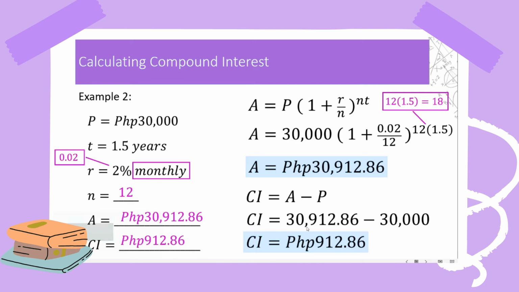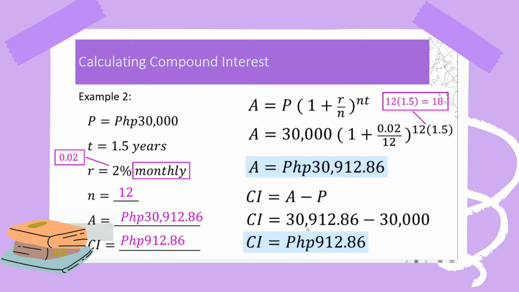So, what does this mean? Kung nag-invest ka ng 30,000 pesos sa loob ng 1.5 years at may 2% monthly interest rate, ang total money mo after that time is 30,912.86 pesos. Ang nadagdag o kinita mo dahil sa interest ay 912.86 pesos.